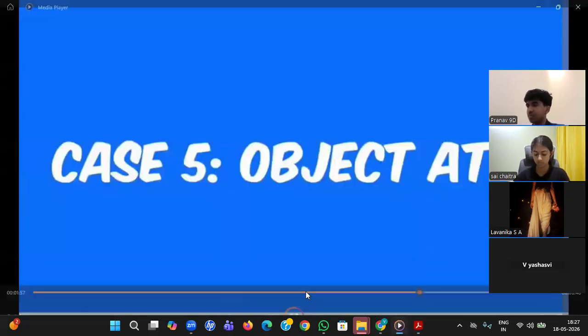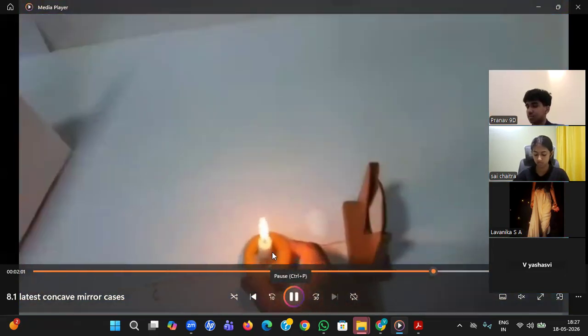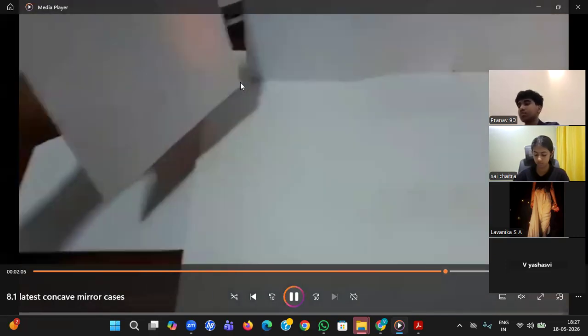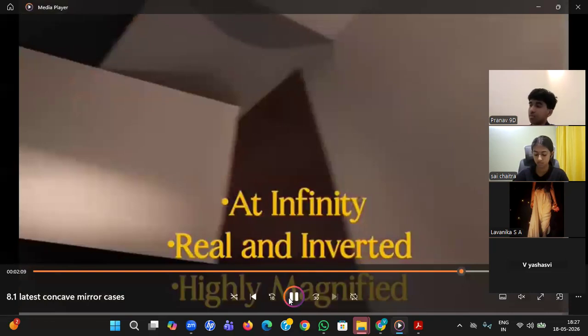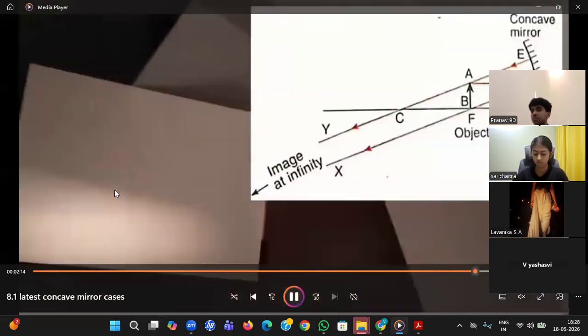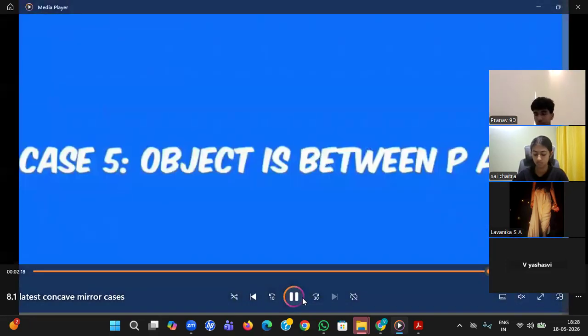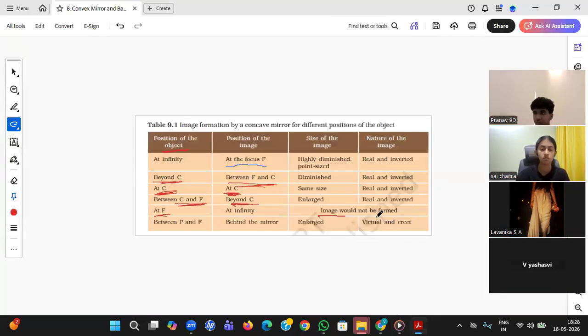So student, this case, as I said, is a little modified this year. In the previous year, you can see the object is kept at F. When he took it back, a blurred image is formed, so that was considered as an image, but right now you say no image formation. You see, they are parallel, no image formation, but you can see a very lightly blurred image over here. So don't consider it as the image, okay? So object case number 5, no image formation.